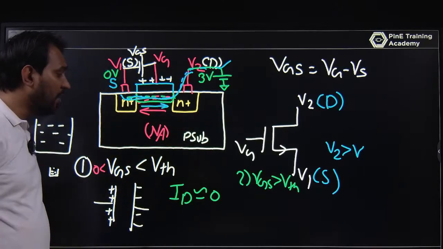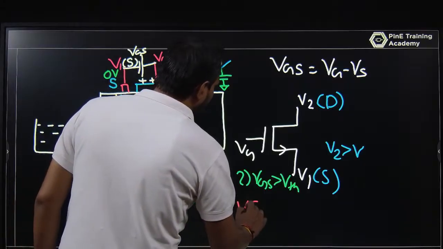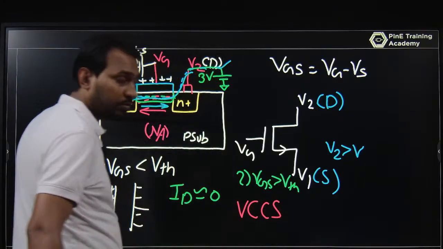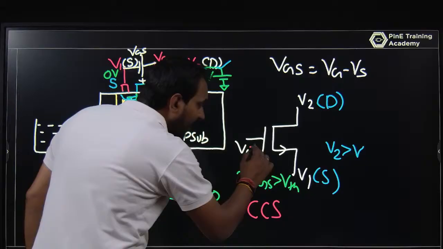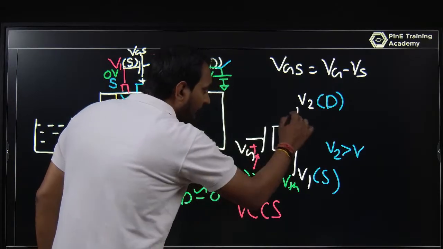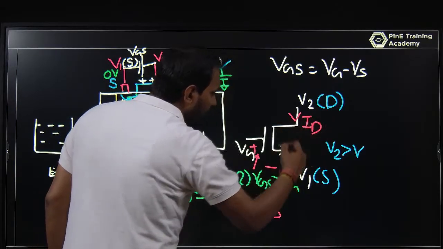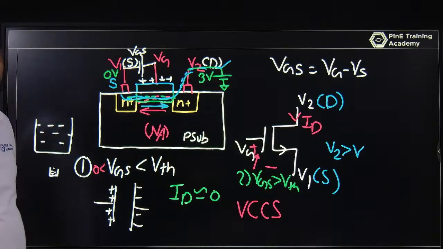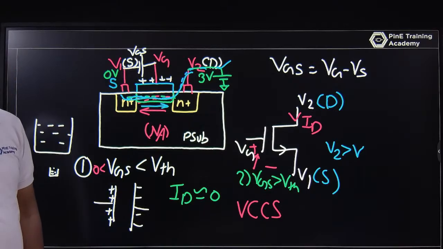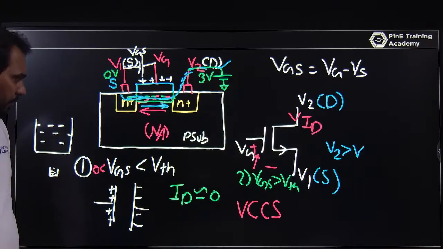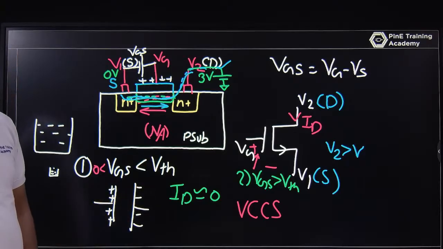That's why the MOSFET is called a voltage controlled current source. You are tweaking this voltage and finding the drain current. MOSFET is a voltage controlled current source, BJT is a current controlled current source, and op-amp is a voltage controlled voltage source. We will discuss further, but be focused on the basic part first.